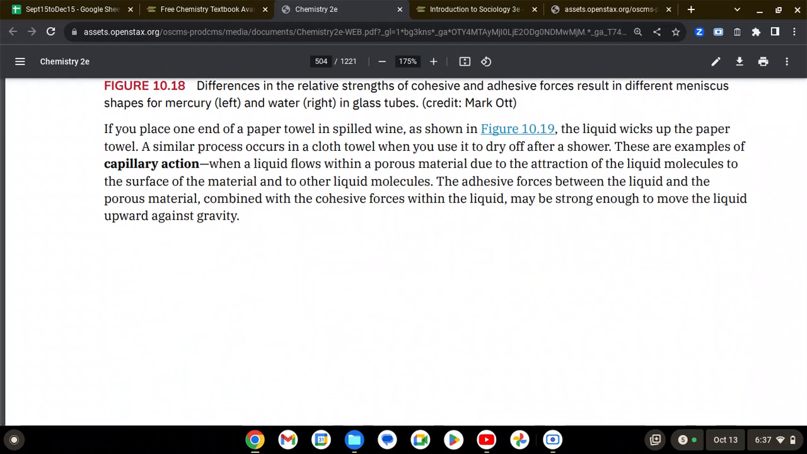If you place one end of a paper towel in spilled wine, as shown in figure 10.19, the liquid wicks up the paper towel. A similar process occurs in a cloth towel when you use it to dry off after a shower. These are examples of capillary action. When a liquid flows within a porous material due to the attraction of the liquid molecules to the surface of the material and to other liquid molecules, the adhesive forces between the liquid and the porous material, combined with the cohesive forces within the liquid, may be strong enough to move the liquid upward against gravity.